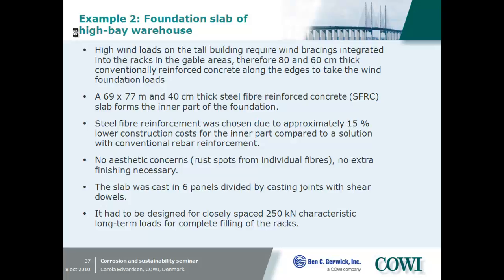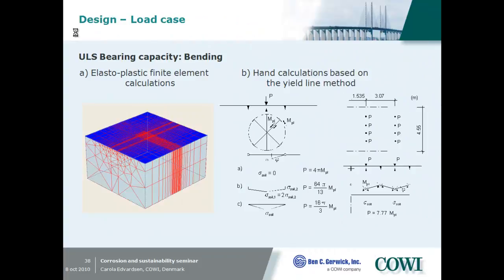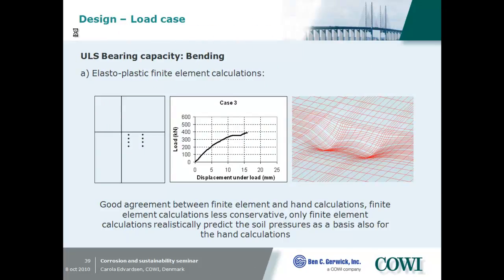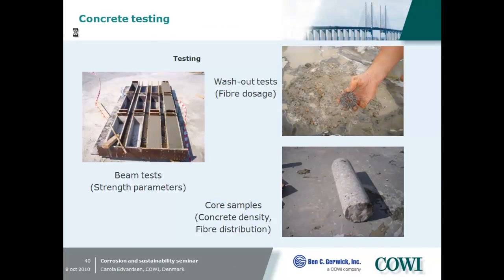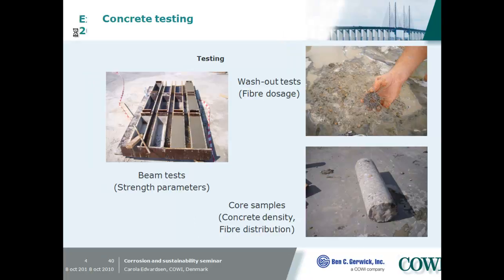COWI made the calculations based on this German guideline, and we found out that the solution was 15% cheaper than the traditional reinforced concrete. And here are some impressions from the calculations. We have the program available. If someone needs more information, please contact us. Here is the testing. This is the beam testing. This is a washout test to determine how many fibers are in the concrete. And this is another core sample for concrete density and fiber distribution testing.